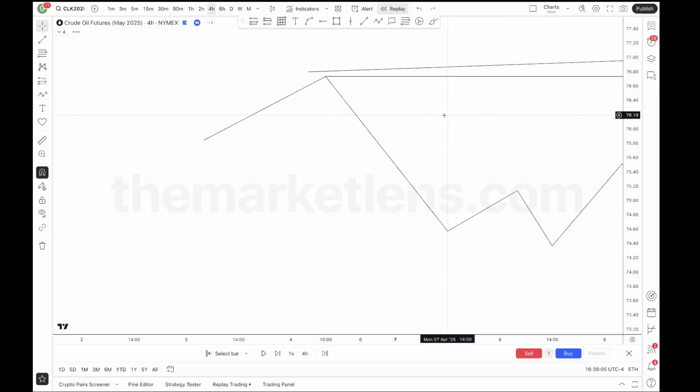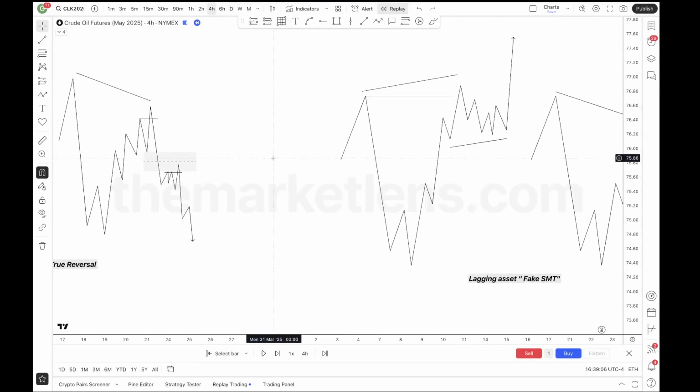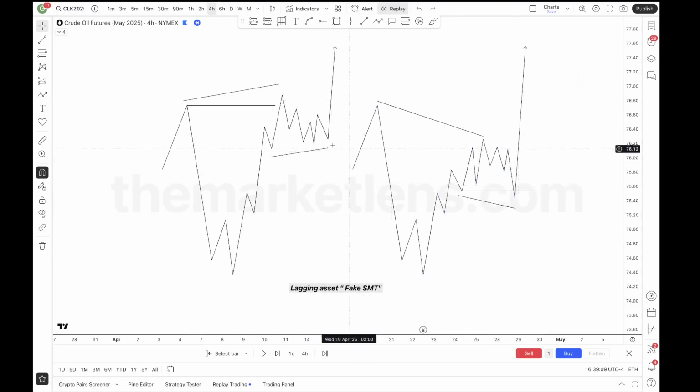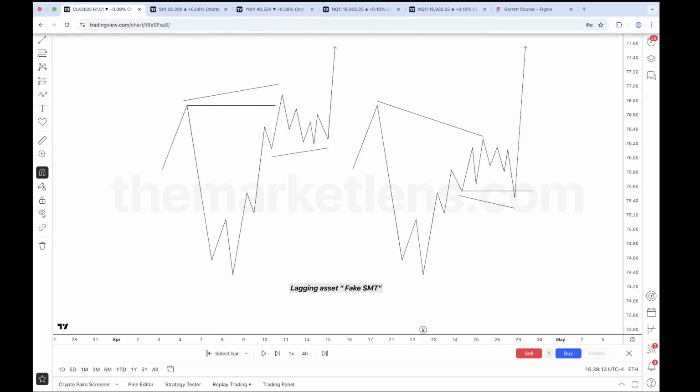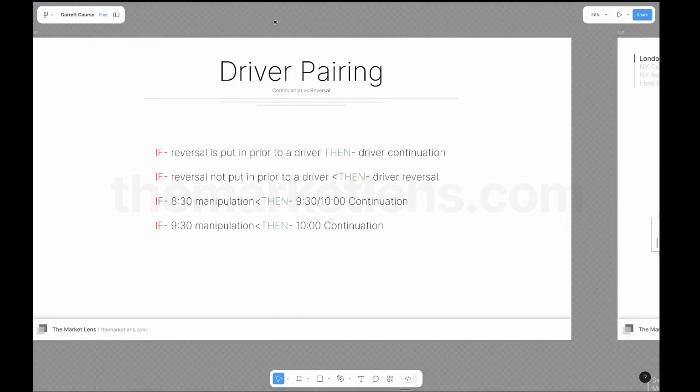What the hell? Why does it look so weird? Oh yeah, okay. Here we go. So it's something like this, right? Where ES creates the lower low, but it consolidates. So it's fake. So it just means we're lagging, right?